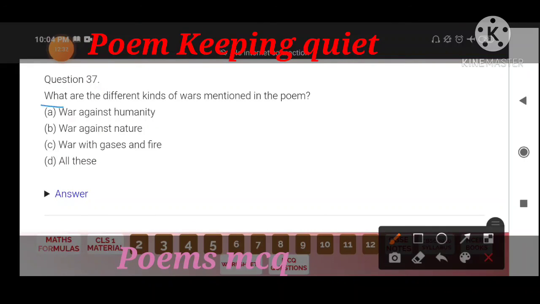What are the different kind of wars mentioned in the poem? War against humanity, war against nature, war with gases and fire, all this. So the answer is all this.